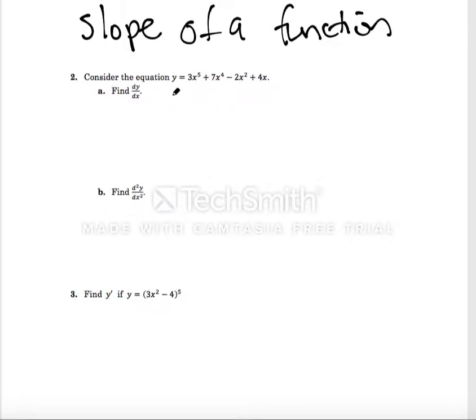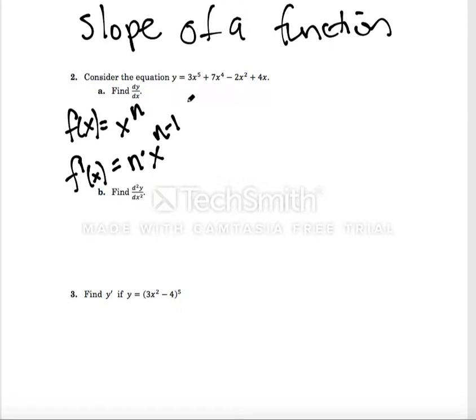So I'm given this function, y equals 3x to the 5th plus 7x to the 4th minus 2x squared plus 4x. Part A says find dy/dx, and the understanding of this is the derivative of y with respect to x. In case you've forgotten, the simple formula for a derivative is if my function is f(x) equals x to the n, then the derivative of that function with respect to x would be n, so I take the exponent and make it a coefficient, times x to the n minus 1. So we can apply this really easily to this particular function.